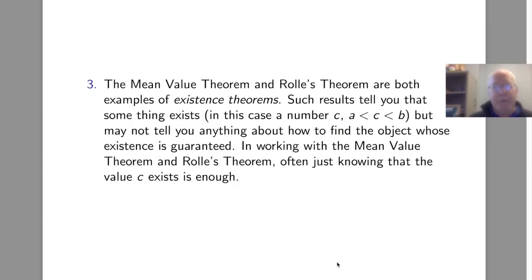Finally, the mean value theorem and Rolle's theorem are both examples of what we call existence theorems in mathematics. Such results often tell you that something exists, in this case just that number c somewhere between a and b, but the theorem may not tell you how to find these objects or anything more about them other than that they exist. But often in working with the mean value theorem and Rolle's theorem, just knowing that the value c exists is enough.